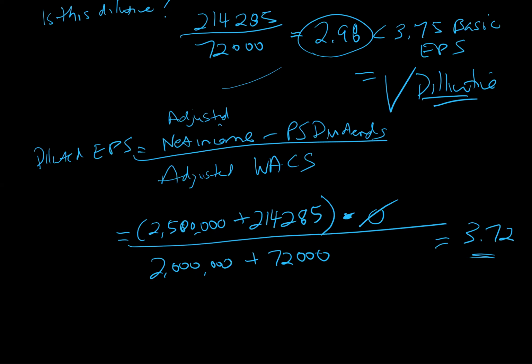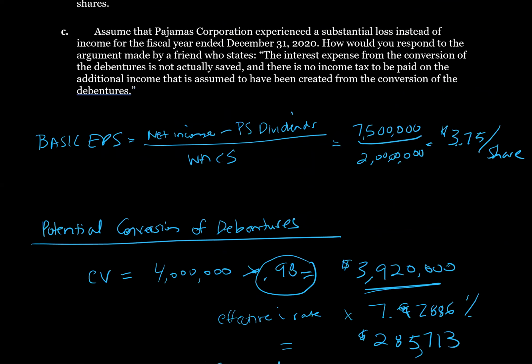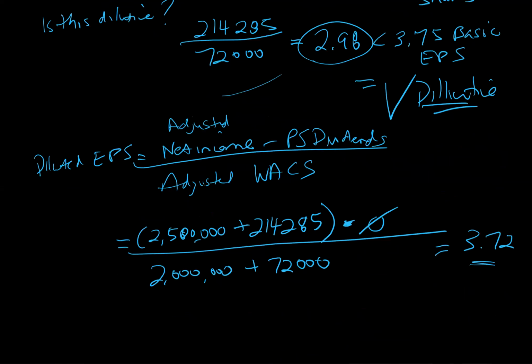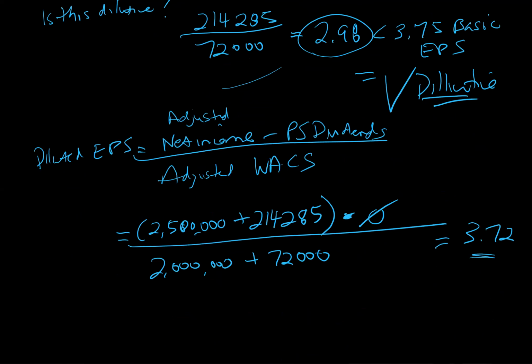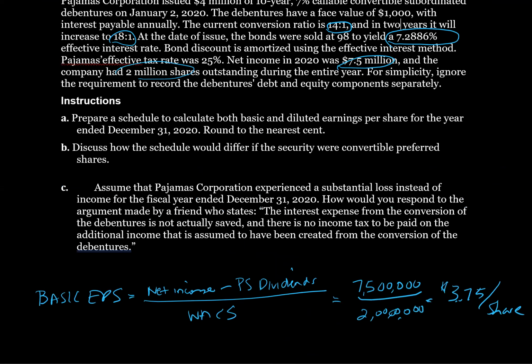Again, what would happen if we did this math and we ended up at $4? And our basic earnings per share were $3.75, then we would write a note and say, this is anti-dilutive, and therefore it wouldn't be disclosed. Okay, so we've got this one.